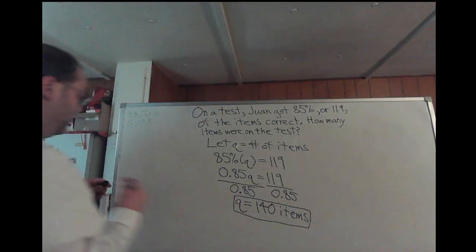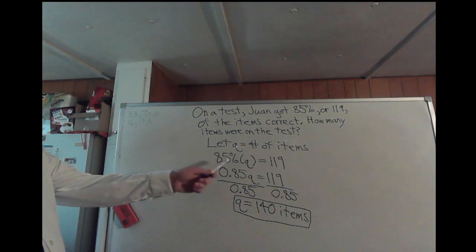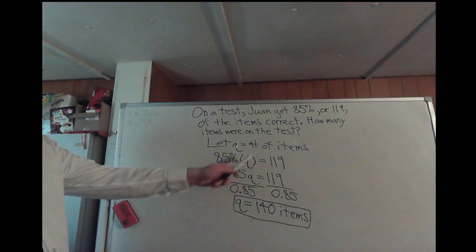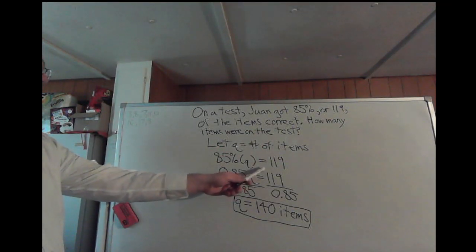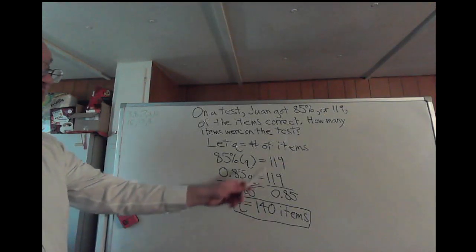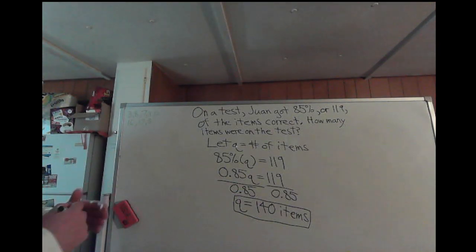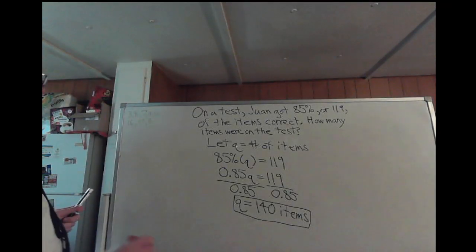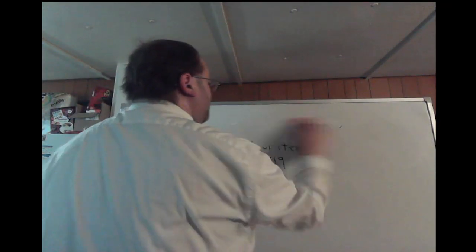So yes, there were 140 items on that test. 85% of the items correct, it tells you, is 119. You got 119 total correct. Divide both sides by 85%. There are a total of 140 items on the test. That's how we came up with that. Got two more examples here. Two more problems.